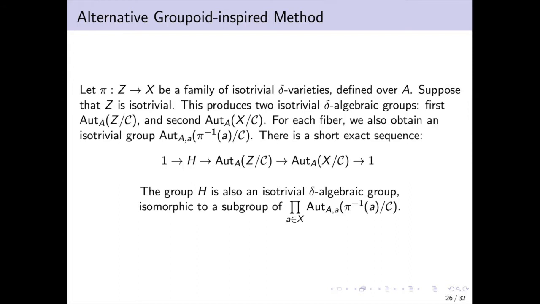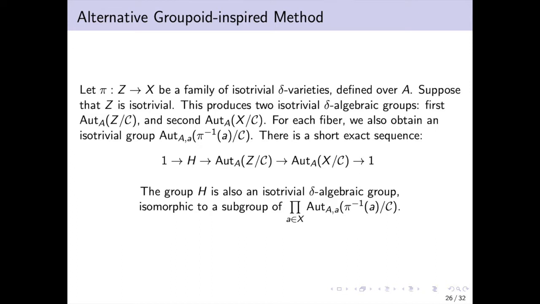Right, so if we go back to where we were at the start, if we take any family of isotrivial delta varieties defined over A, and we suppose that Z is isotrivial also. Okay, so that gives us a lot of binding groups. We have the binding group of Z, the binding group of X, of the base, and of course the binding groups of the fibers, and then we can form this short exact sequence. Everything here is isomorphic to an algebraic group. So we're back in the algebraic world.